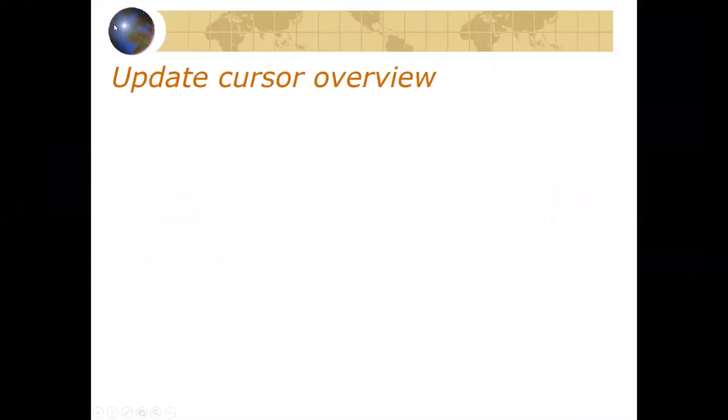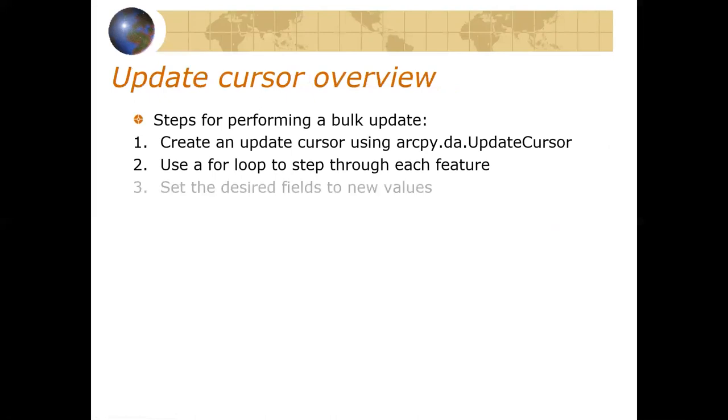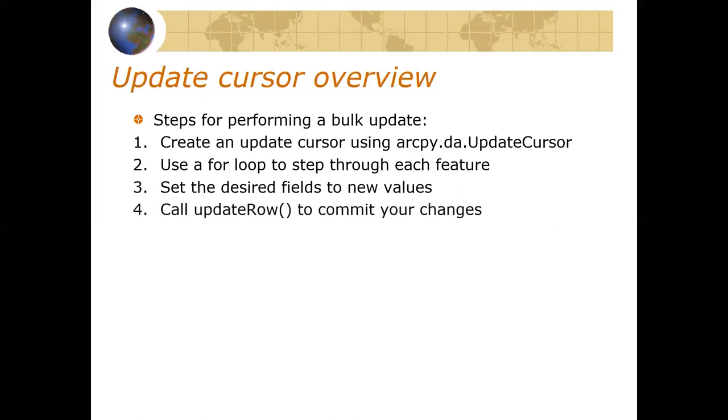And that is update cursors. So to perform a bulk update, you're going to create an update cursor using arcpy.da.updateCursor instead of search cursor. But once again, you can use a for loop, or you should use a for loop to iterate through all the features in the cursor. But differently from using a search cursor, instead of just reading values from fields, you're going to change the values that are held by the fields. And finally, you're going to use a method called update row to commit your changes. Until you do that, the changes actually won't show up.